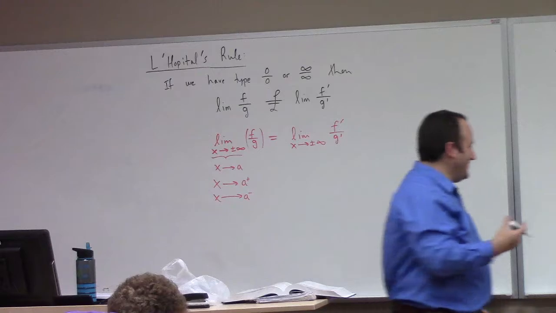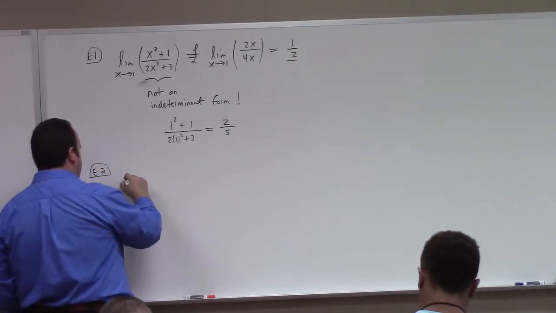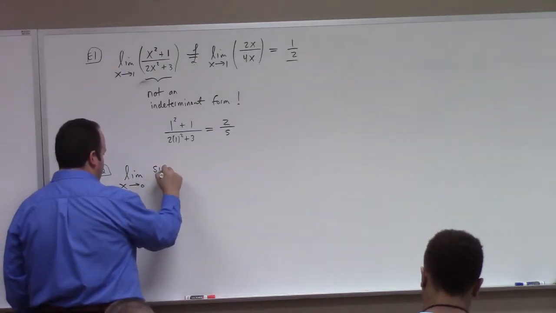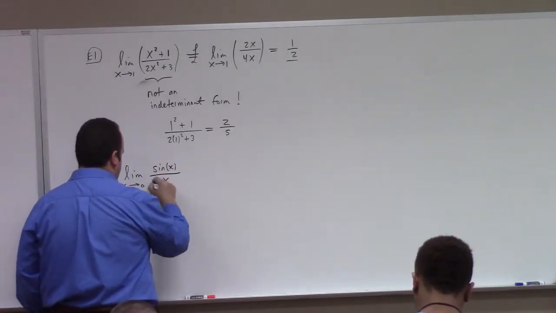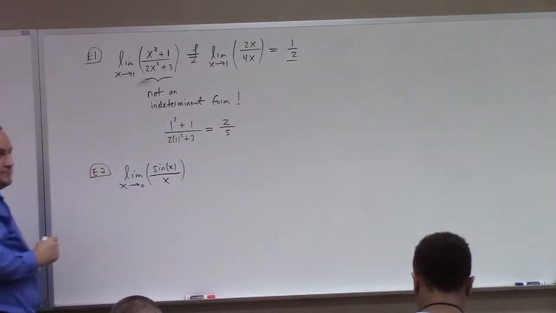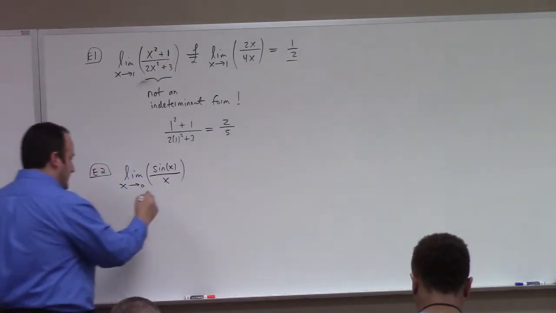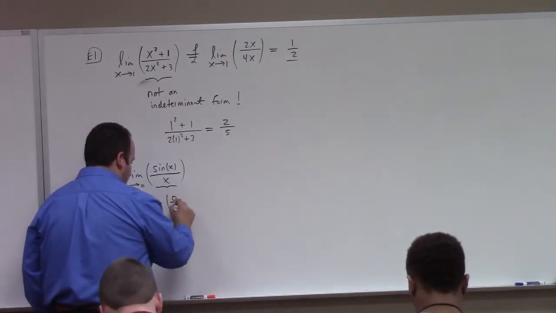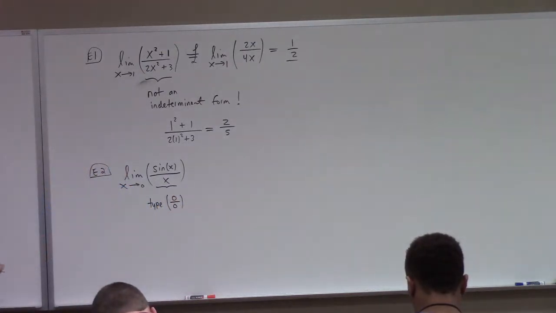Okay, so let me show you an example which is more fun. Example 2. Here's a good one. The limit as x goes to 0 of sine x over x. Now, this is type 0 over 0, because the numerator limits to 0 and the denominator limits to 0 as x goes to 0. So this is type 0 over 0.